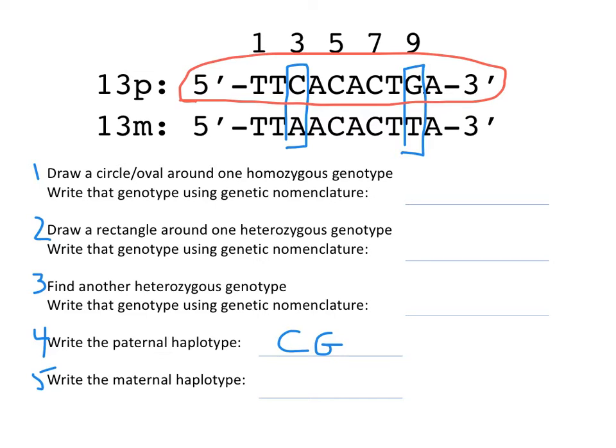So the 2 nucleotides at the heterozygous sites. So what's the maternal haplotype in the same format? AT. Right, A and T. Now if you wanted to write out the whole thing, you could. You would just be copying this whole chromosome, TTCA, is the paternal haplotype. But it's most important to focus on the differences.